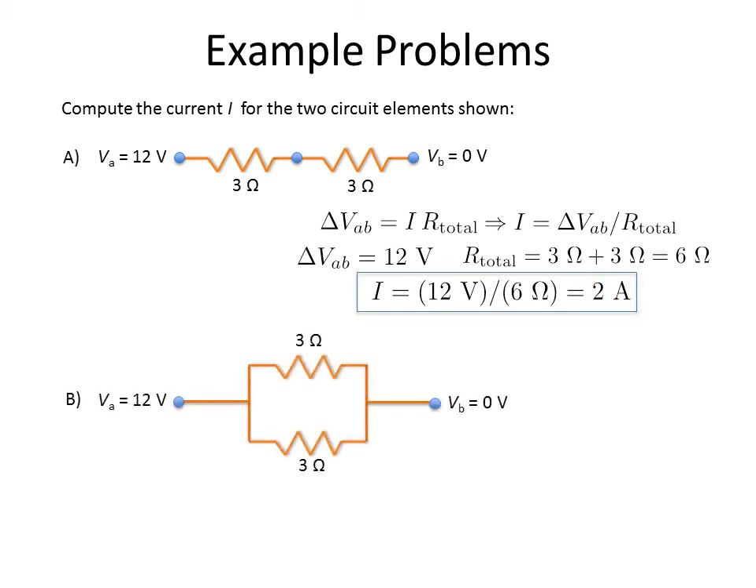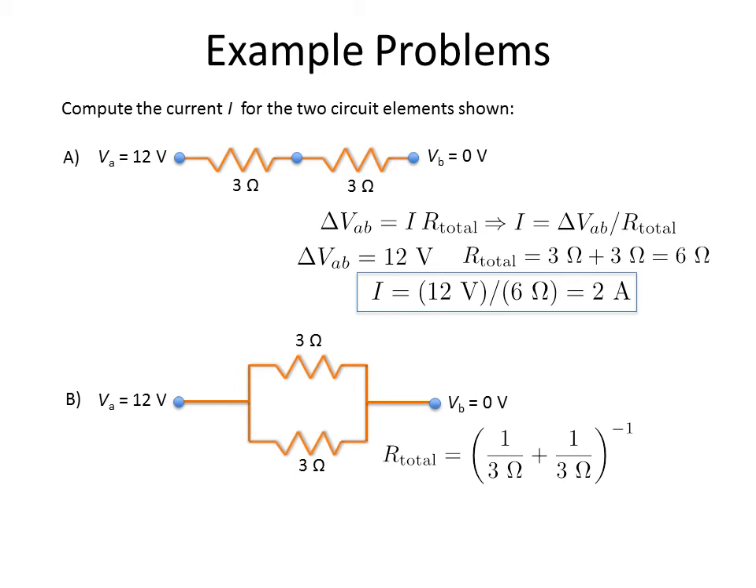Now let's look at the same resistors, but this time in parallel. Again, we start with 12 volts on one side, and it drops to 0 volts on the other. And we have a 3 ohm resistor and a 3 ohm resistor, this time in parallel.